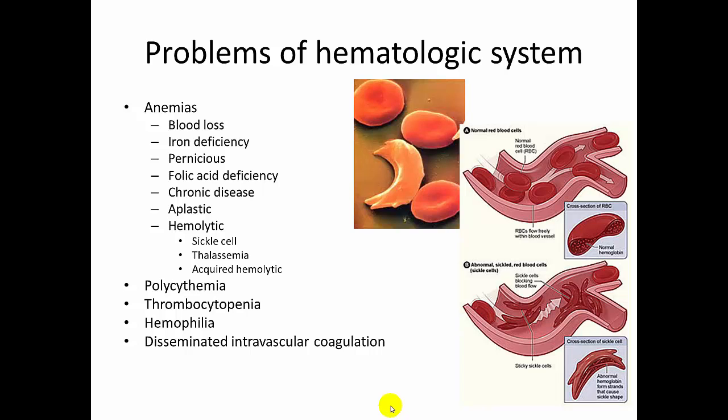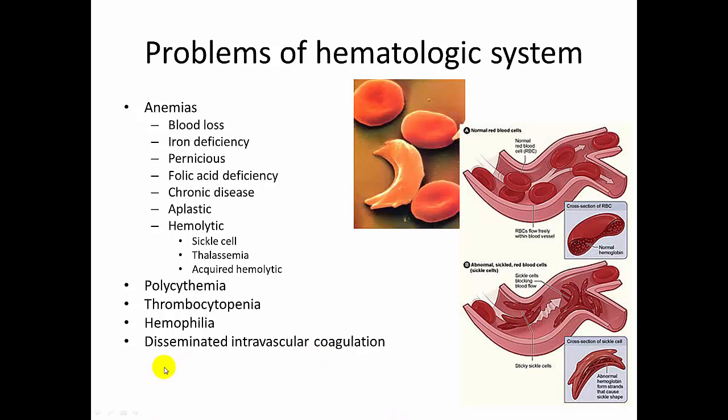Hemophilia, X-linked autosomal recessive disorder. So girls are carriers, boys usually have the disease, and they lack clotting factors so that they bleed freely. And then disseminated intravascular coagulation. So disseminated means widespread, intravascular within the vessels, and then coagulation obviously means clotting.